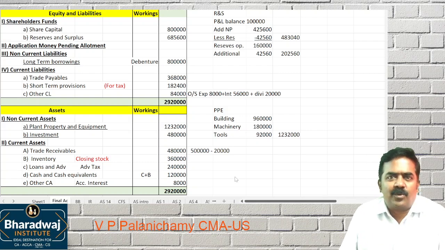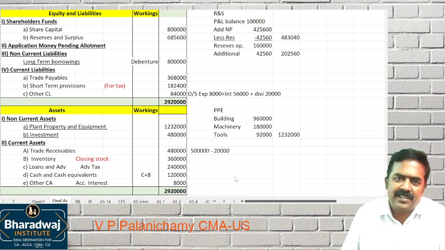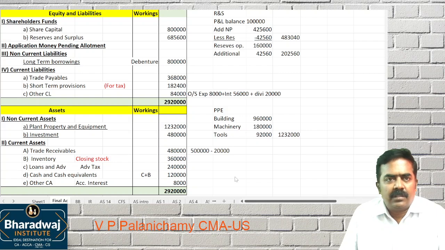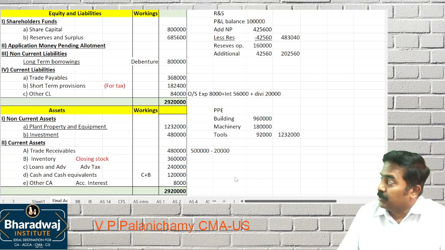Otherwise, a revision class is more like a combined study with the faculty. Because at home, 1 month before the exam, when you try 4 new questions, you will get stuck: this item to adjust, that item to adjust. Instead of that, we just do a combined study. This will be there in the display.